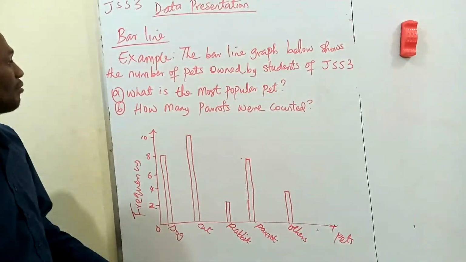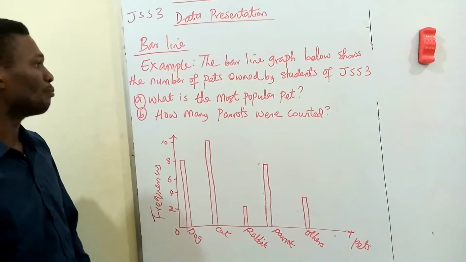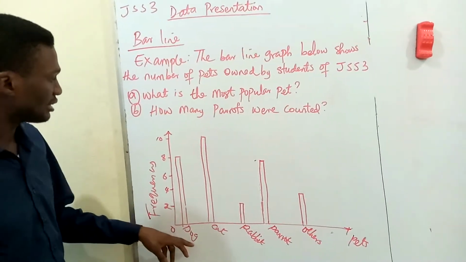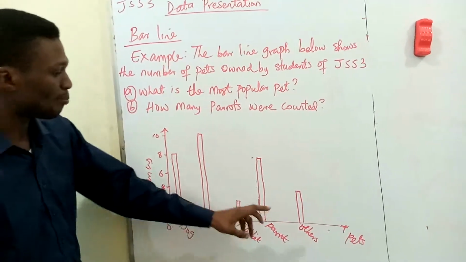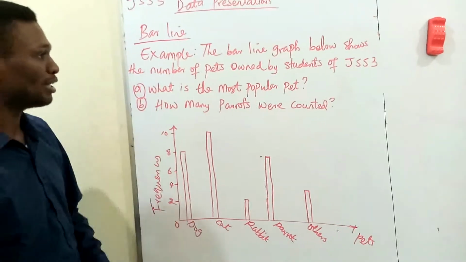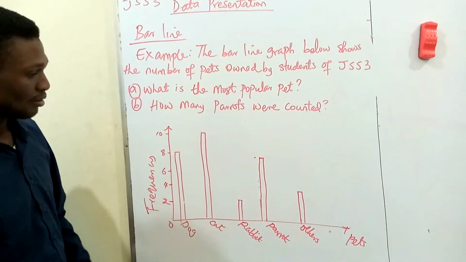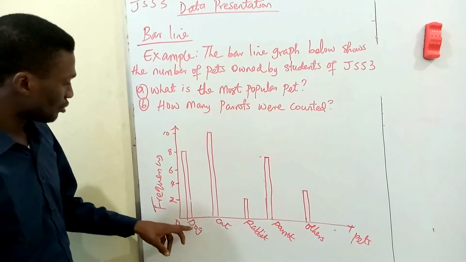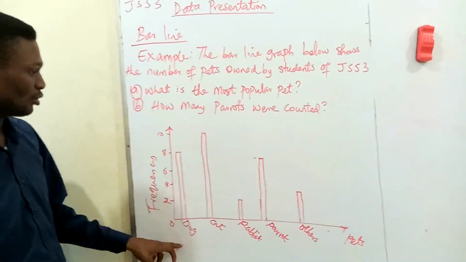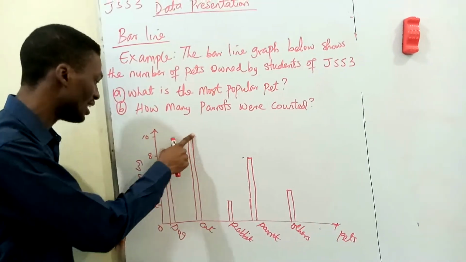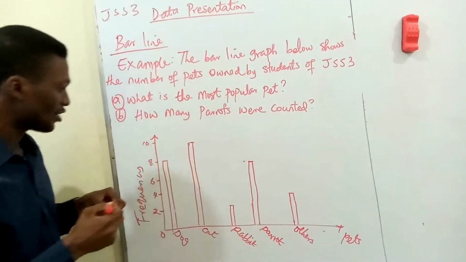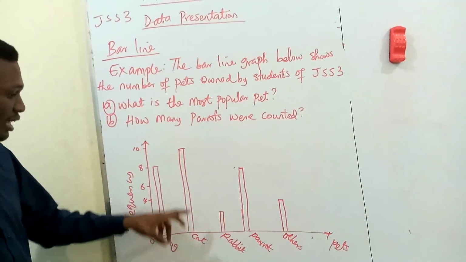Okay, we have few questions to answer on bar line graph. We have this bar line represent the number of pets. We have dog, cat, rabbit, parrot, and others. The bar line graph shows the number of pets owned by students of JSS3. Now, dog, we have about 8 dogs from our bar line. This shows that we have about 8 dogs. We have about 10 cats. From our bar line graph, we have about 10 cats.